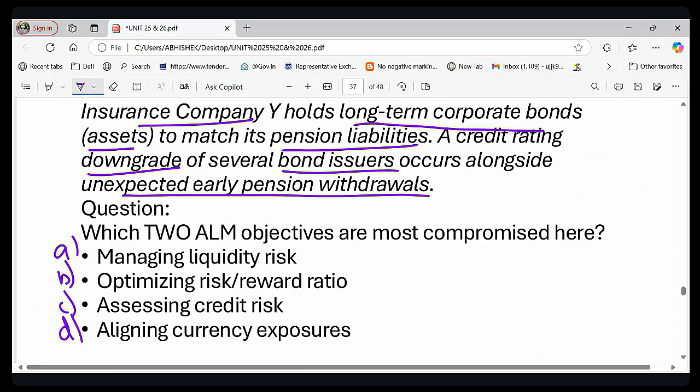This question is checking whether you understand ALM objectives clearly or not. ALM, asset liability management, right? So again, I am repeating what is happening here. Suppose you are working at insurance company Y, right? And this company holds long-term corporate bonds, which are a kind of asset. The purpose of these bonds is to match its pension liability. But what happened? Several bond issuers get downgraded, right? On top of that, there is a wave of unexpected early pension withdrawals, right? So the question is, which two ALM objectives are compromised here?